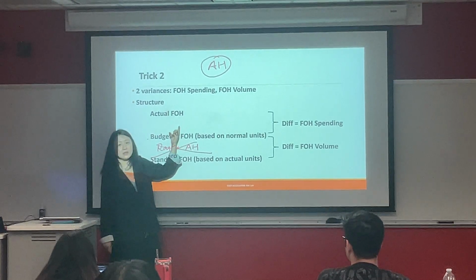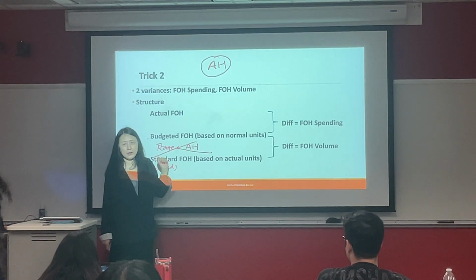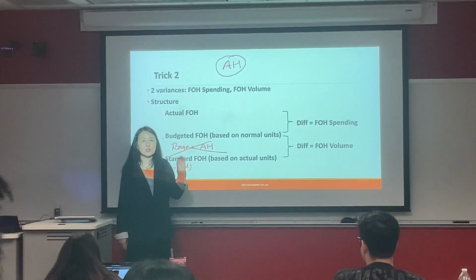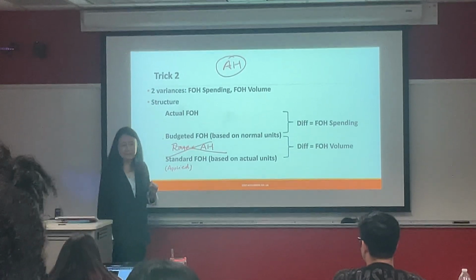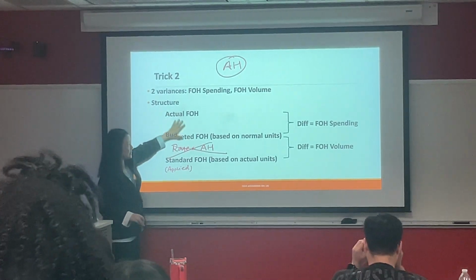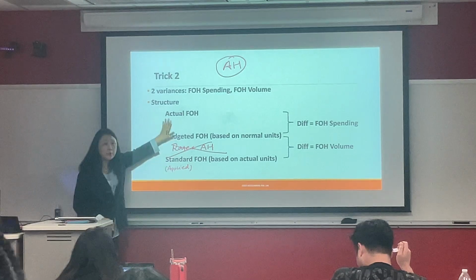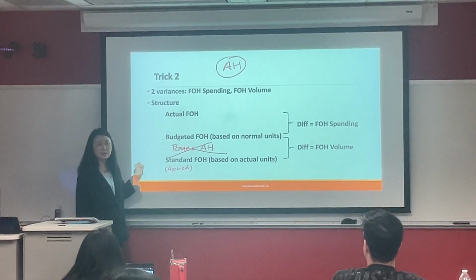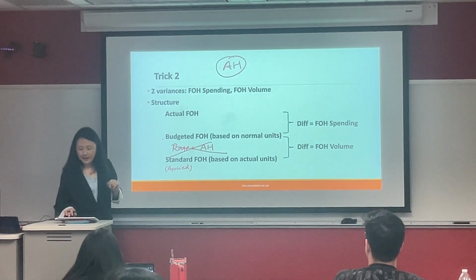So AH is never used in the calculation for fixed overhead variance. Okay, you're gonna see that. If you find yourself using actual hours in your calculation, that's wrong. And then the difference here: the first two is spending, the last two is the volume. So this helps you conceptually understand what's going on with the fixed overhead variance analysis.